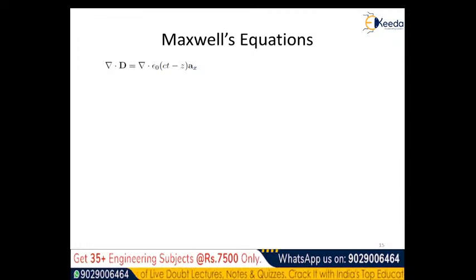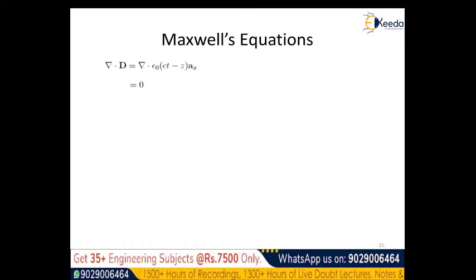In the place of D we substitute its expression that we have obtained. So here it is epsilon 0 multiplied by cos(Ct minus Z) into Ax. The dot multiplication of this vector with the del vector gives us 0. So divergence of D is equal to 0 we have obtained, and we can say that Maxwell's third equation is satisfied.